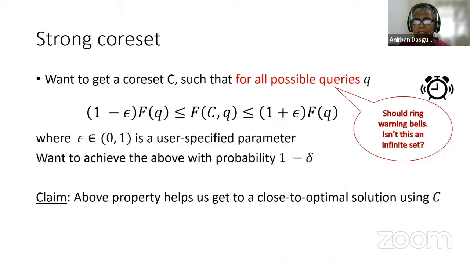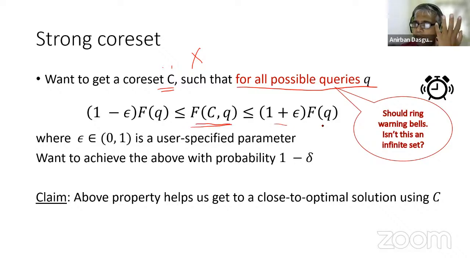Okay, and here is what we want. What we really want from the coreset is the following. Given a data set X, I want a coreset C. Remember, a coreset is a set of points and the corresponding weights. I want a coreset C such that for all possible queries, for all potential solutions, calculating the solution on C is a very good approximation of calculating the solution on X.